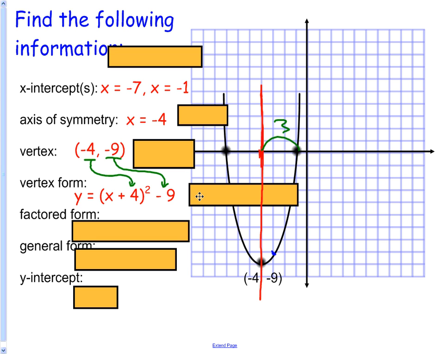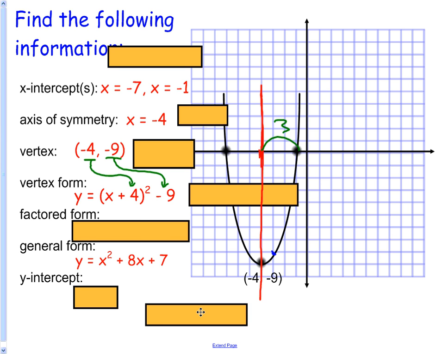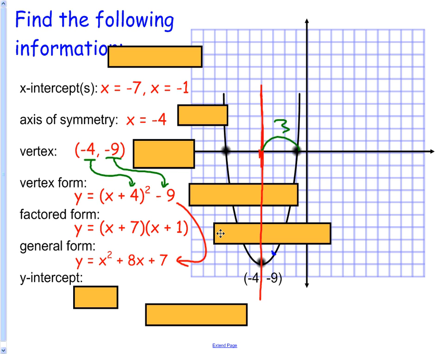Okay, now factored form for this, well, I could either look at my x-intercepts and figure it out, or I could multiply this out and get general form. I'm going to do that. See this? Multiply it out just gives you that. Once I have general form, if I can factor it, then I'd have factored form. But you could also get this factored form by saying, I know the answers to my 2 little problems are this one, which is -1, and this one, which is -7. So I can write it that way.